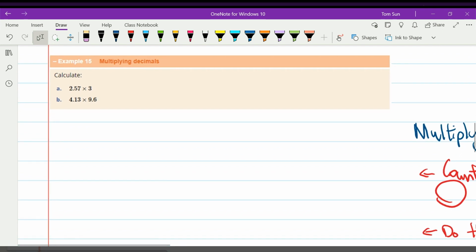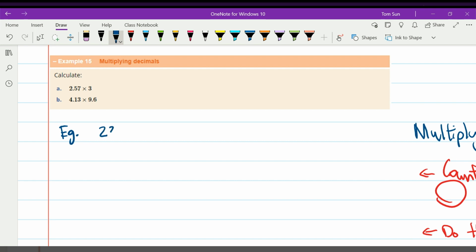Let's take a look at multiplying decimals, this time not by a power of 10, which means that there is another step that you need to take here. There's no moving of decimal points. We're going to do the vertical algorithm like we've been doing in the past with numbers. So let's just do an example just so you can see.